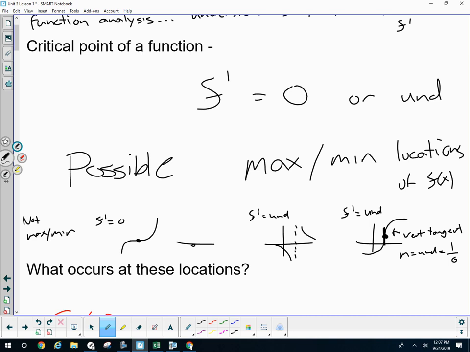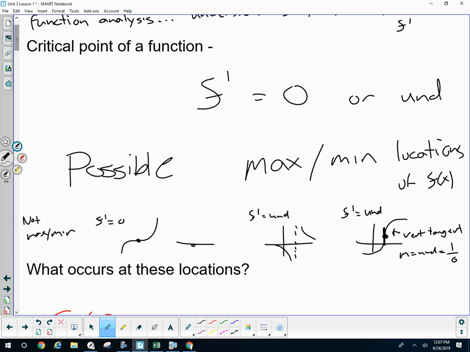Today, we're just going to be focused on finding these possible max-min locations. Next class, we will then be able to do the analysis to discover whether or not these possible max-mins are in fact maxes or mins, and we'll be able to see what type they are. So that's next class. This class, we're just going to say, hey, here are locations on our function. They're interesting locations. They're going to be possible max-min locations. Cool? Cool.